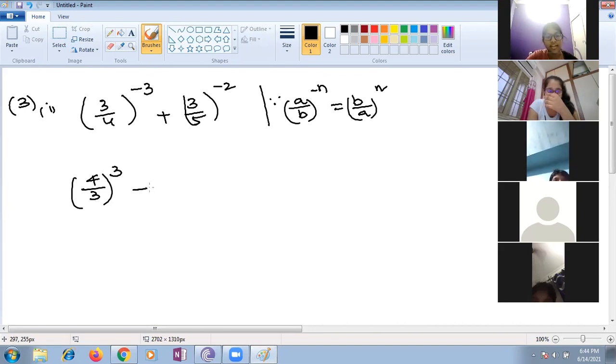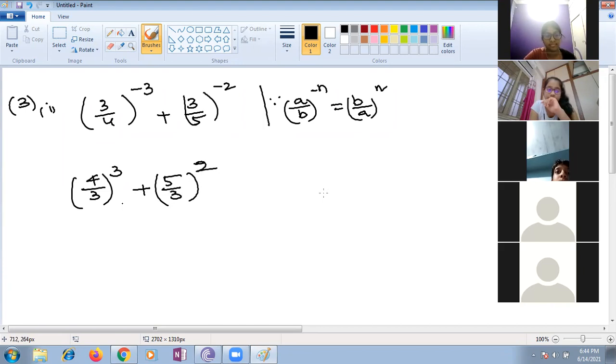Plus (5/3) raised to 2. By seeing this, do you notice anything, my dear? The denominators are the same, yes or no? It's like a fraction, not a like fraction. If you want to make it alike, what are we supposed to do? Ma'am, that means 64 plus 25. That is 139 upon 3.